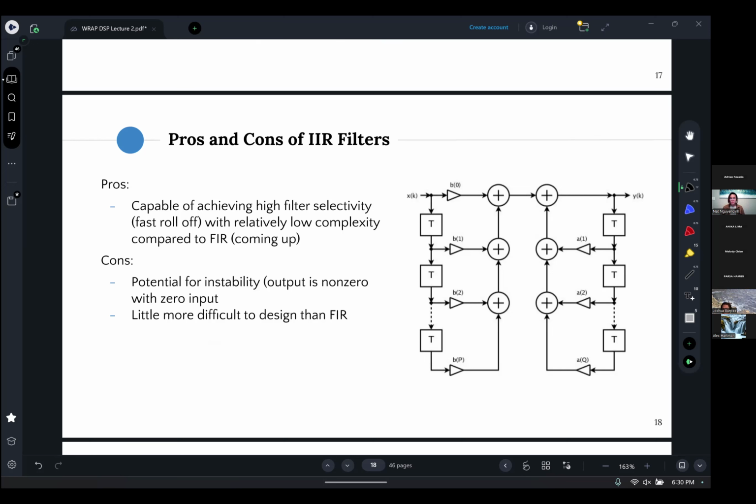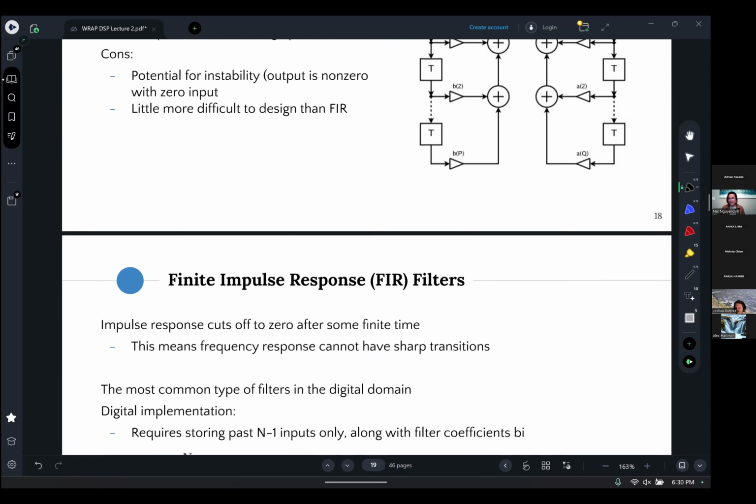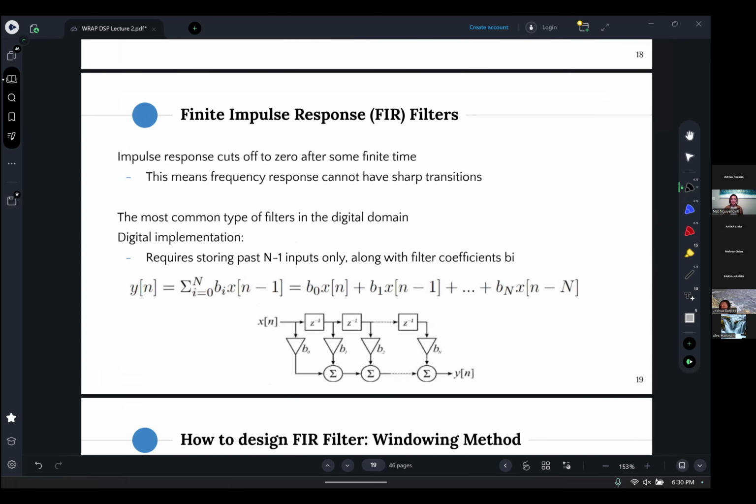With IIR filters, you can achieve a much faster roll off, a.k.a. sharpness of your filter, with a lot less effort. But these are also more unstable, because if you have zero as your input, you can still have a non-zero output, unlike FIR filters. And these are also slightly more difficult to design. But that's IIR filters, and our main focus is going to be on FIR filters, finite impulse response.